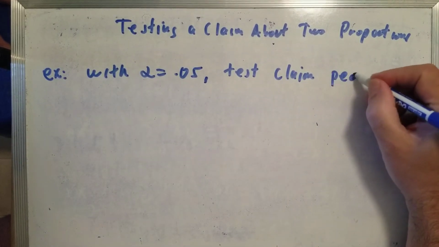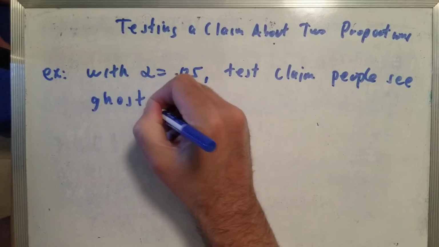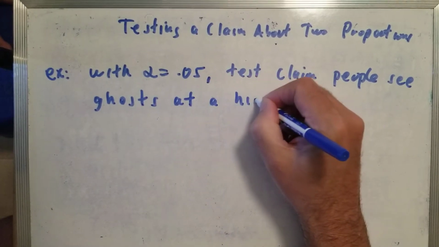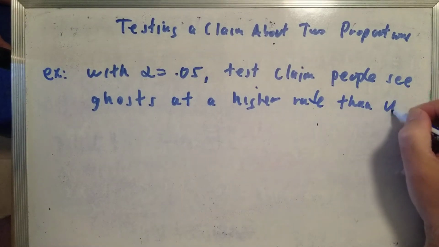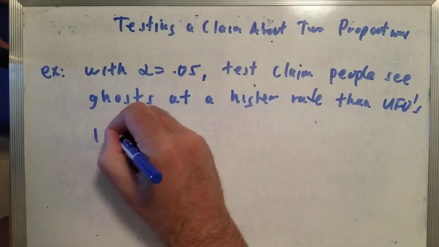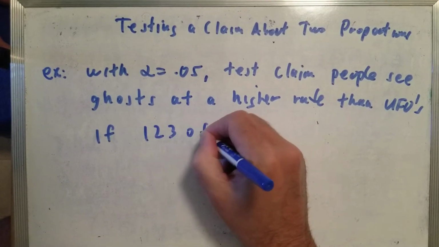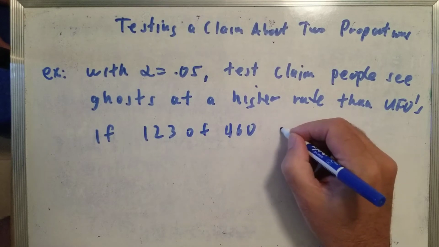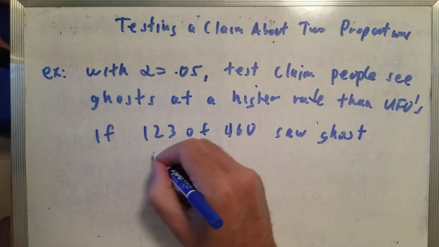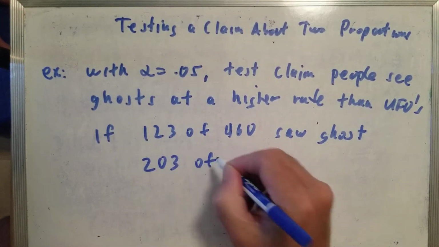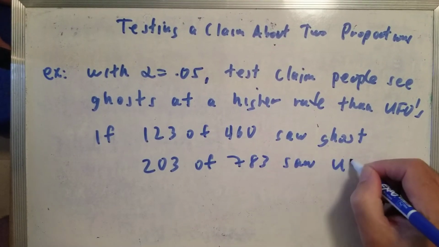People see ghosts at a higher rate than UFOs, if 123 of 460 people saw a ghost and 203 of 783 saw a UFO.